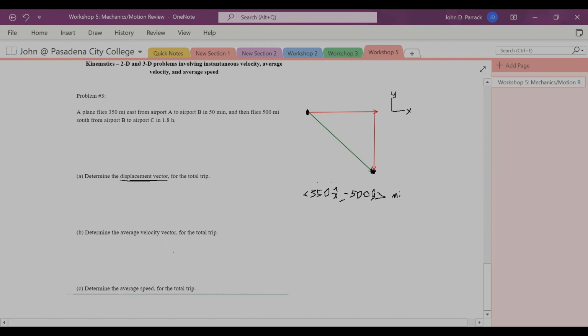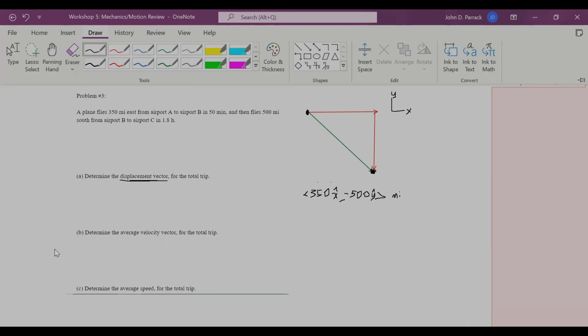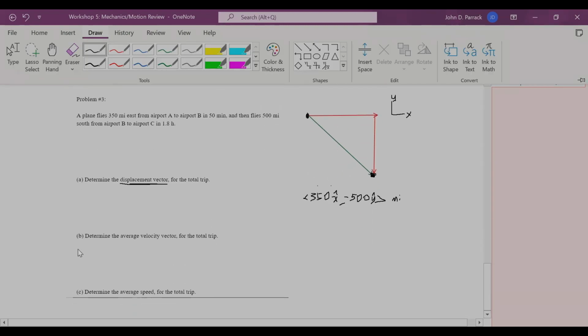Determine the average velocity vector for the total trip. Okay, I'm going to try to speed up a little bit, guys, because I want to get through a few more questions. Average velocity vector for the total trip. Let's see. Determine the average speed. We may skip a few of these. We'll leave them up for you. We've also got the answers that I'll post at the end, so you can reference any of the ones we don't go over.